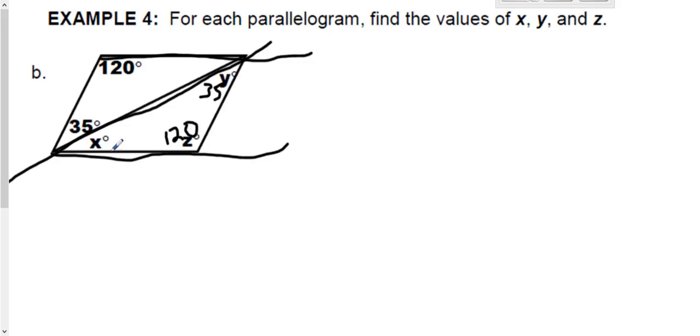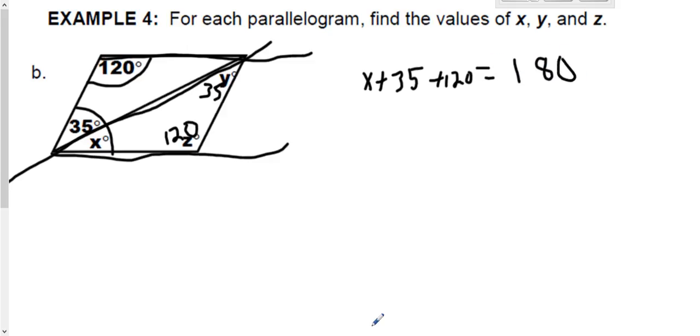So now how do we get x? Well, we know this whole angle plus a consecutive angle right here will add up to 180. So we take this whole thing, which is x plus 35, plus its consecutive angle right here, which is 120, has to equal 180 degrees. Sorry for my writing, I'm a little rushed.